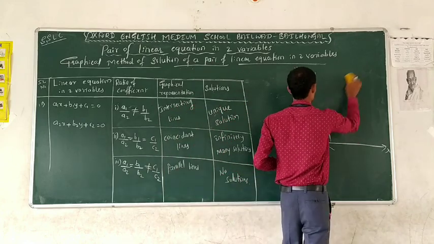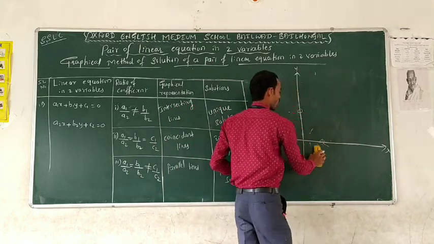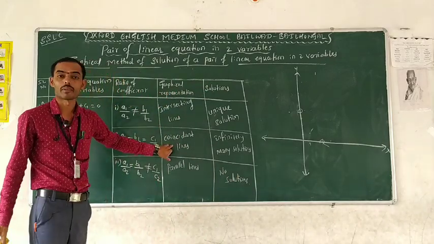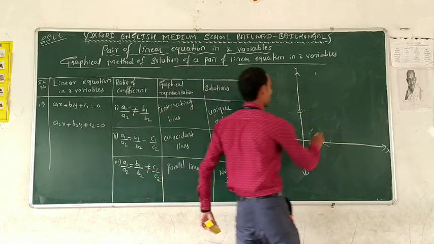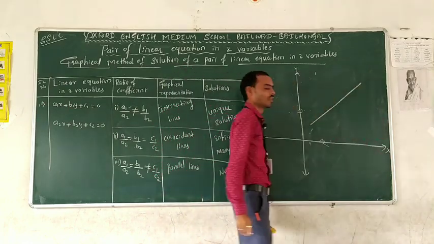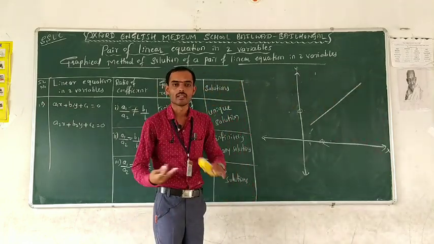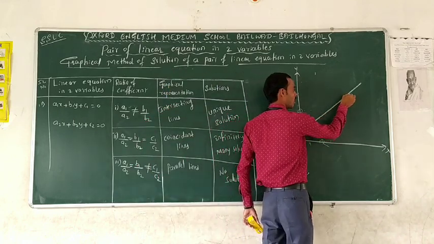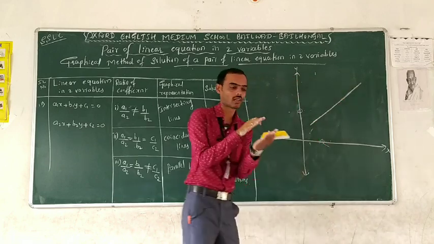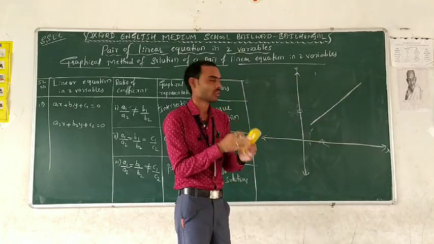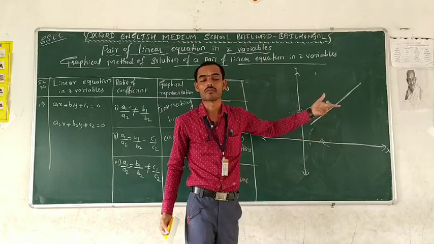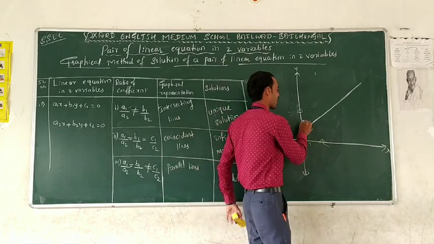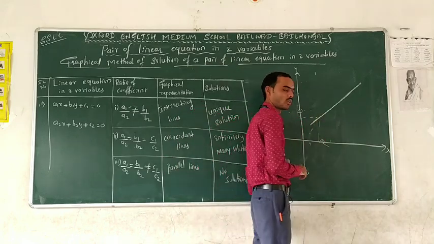If the ratio a1 by a2 is equal to b1 by b2 is equal to c1 by c2, then the graphical representation is coinciding lines. Coinciding means what? This is the first line, and for the second graph, once again we have to draw like this. So, these are what? Coinciding. Okay. So, one overlaps with the other. One straight line overlapping with another one is called what? Coinciding lines.